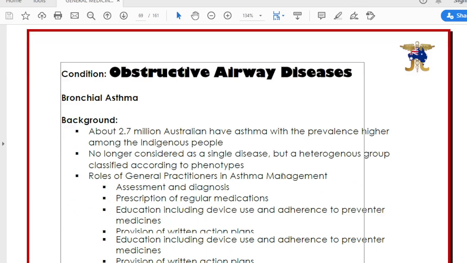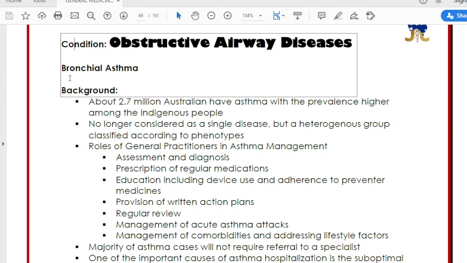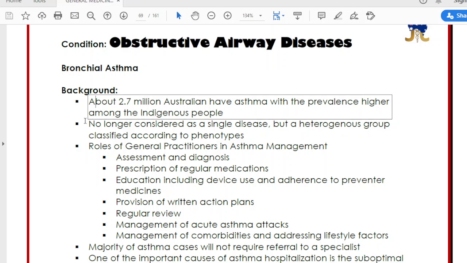Pulmonology. Condition: obstructive airway diseases. Bronchial asthma. Background: about 2.7 million Australians have asthma, with the prevalence higher among the Indigenous people.